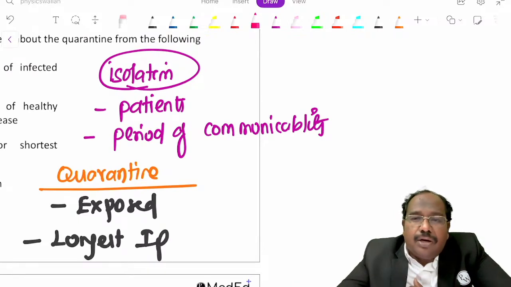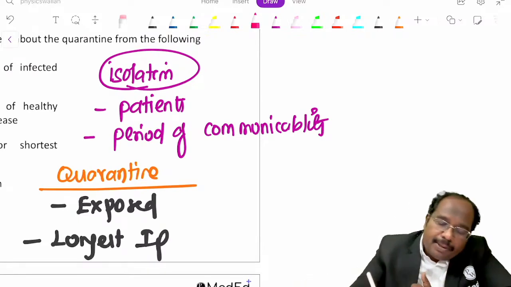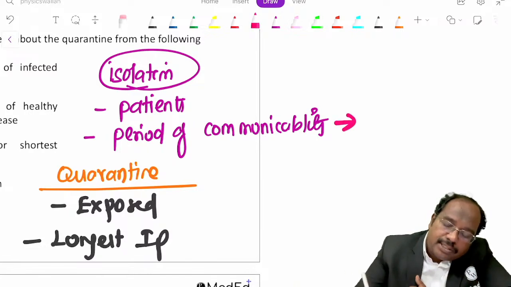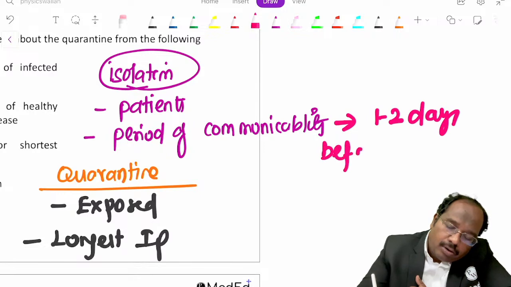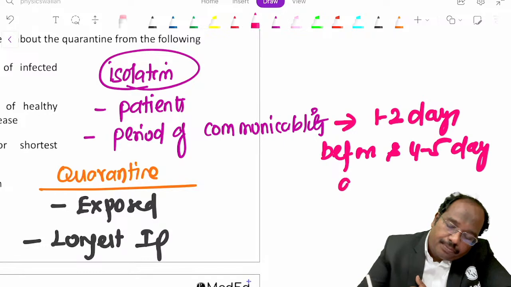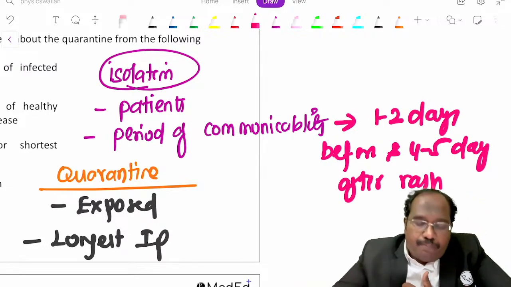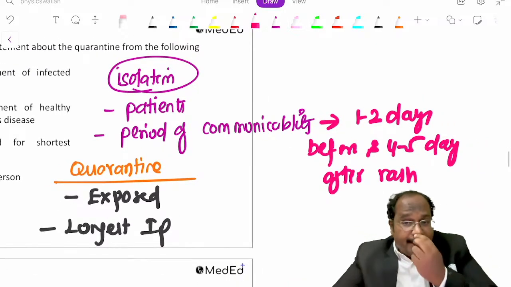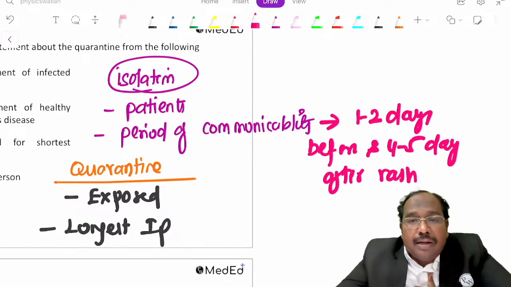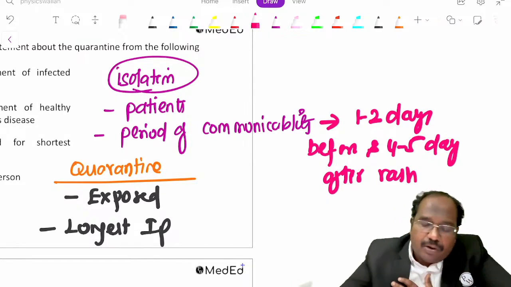I think we had a question on chicken pox. The period of communicability for chicken pox is 1 to 2 days before and 4 to 5 days after the rash. So if you want to do isolation, it should be done during this period. After 5 days of rash, it's not going to be useful. I think we had a question, same concept.